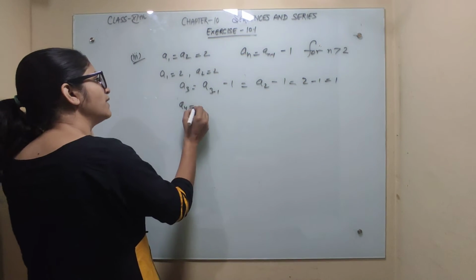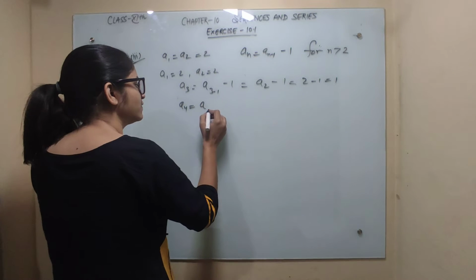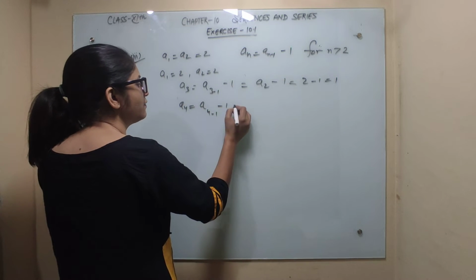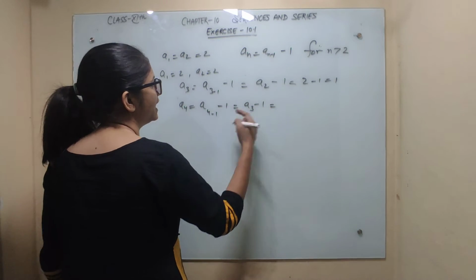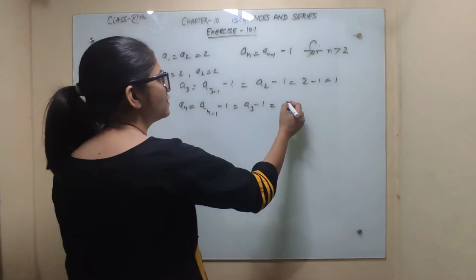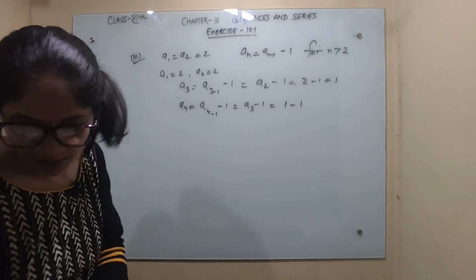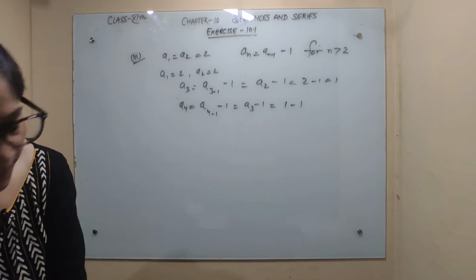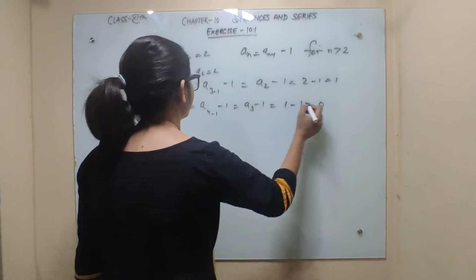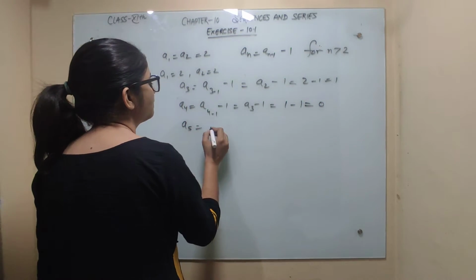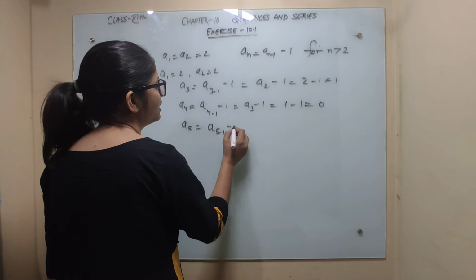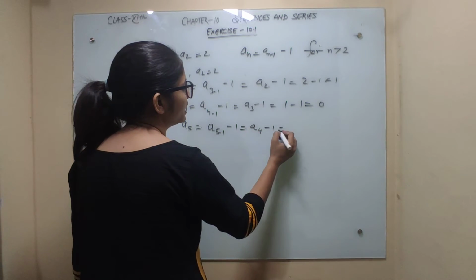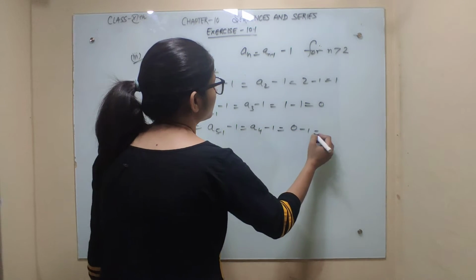Same, a4 you can find. a4 will be what? a3 minus 1. And a3 you know that is 1. So 1 minus 1 is 0. Same a5 you can write: a4 minus 1. a4 is 0. 0 minus 1 is minus 1.